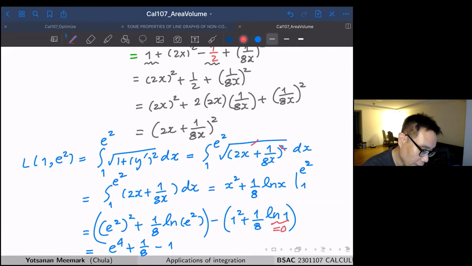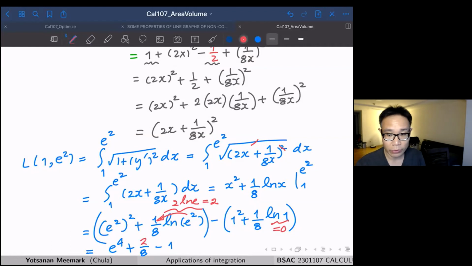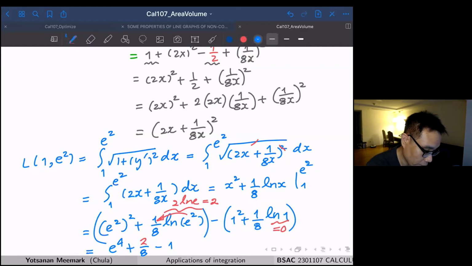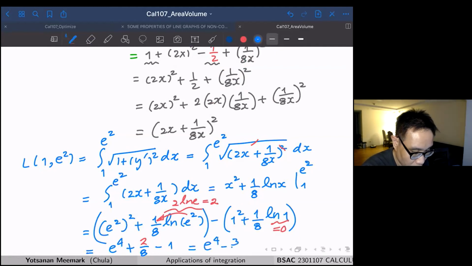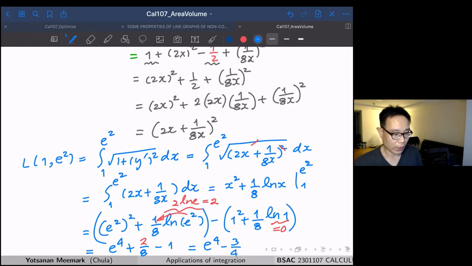And don't forget that this one is log e squared. For log e squared, you move the 2 in front, so it's 2 log e, which equals 2. So I would have 2 up here. So in this case, you have your final answer, e to the fourth minus 3/4. And that's it for this example.